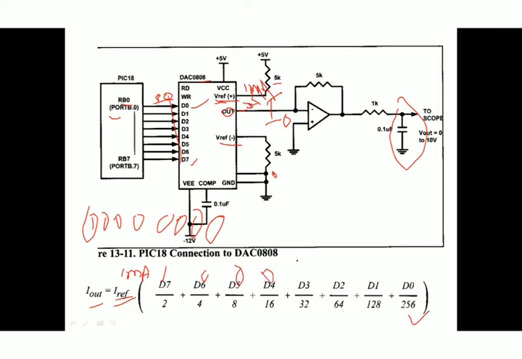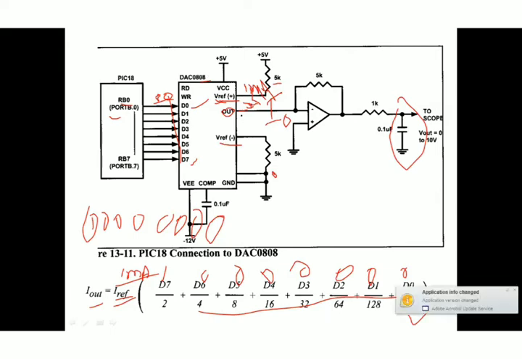So how much of I out will you get? Half a milliampere. Here all the other terms divided by 4 and so on will become 0. D7 is 1, so 1 divided by 2 means 0.5. 0.5 into 1 milliampere, so I out will be equal to 0.5 milliampere. So when you apply 80 digital value here, you will get an output of 0.5 milliampere.